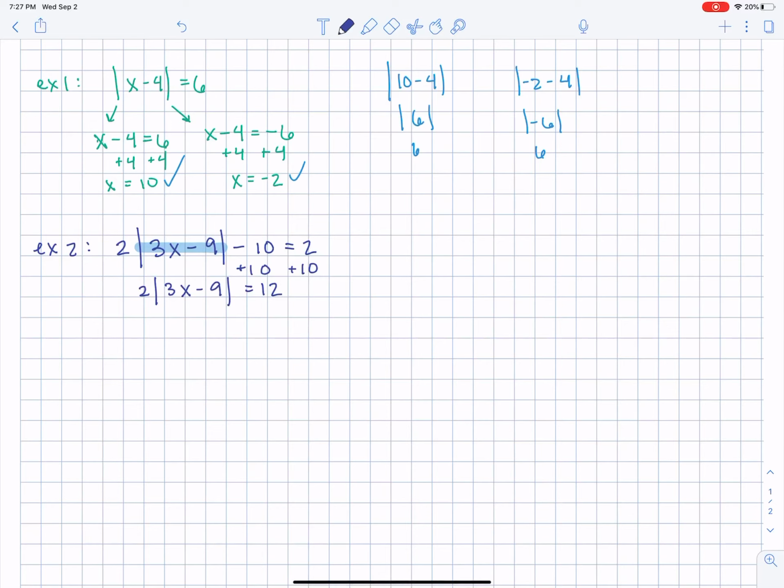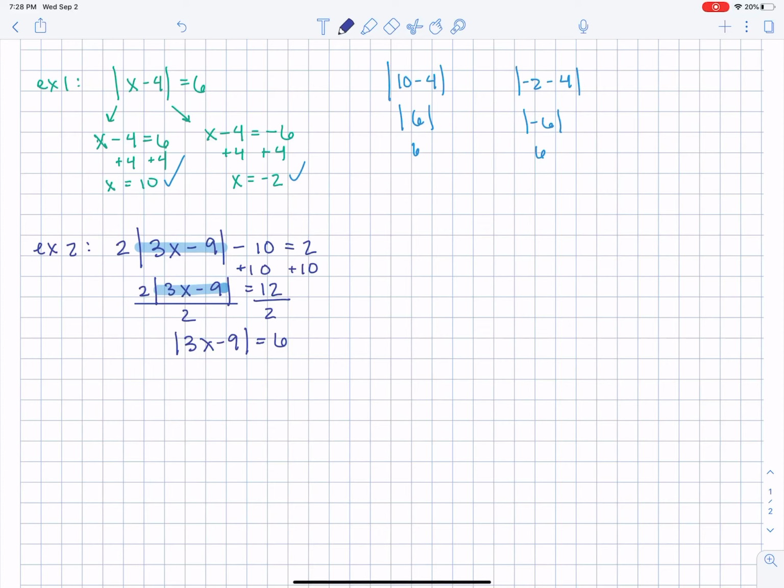And once again, I'm trying to get this 3x minus 9 by itself. I said 2 times, meaning that I'm going to divide by 2 and divide by 2. That gets me the absolute value of 3x minus 9 is equal to 6.